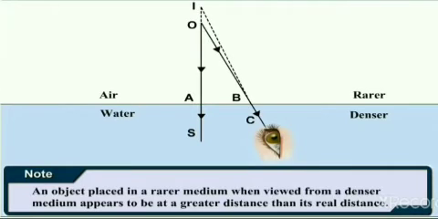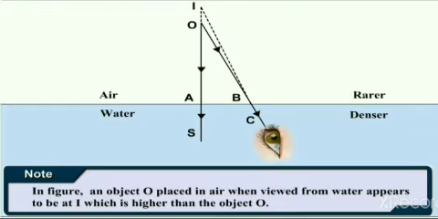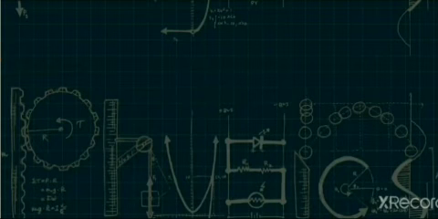Note, an object placed in a rarer medium when viewed from a denser medium appears to be at a greater distance than its real distance. In the figure, an object O placed in air when viewed from water appears to be at I, which is higher than the object O.